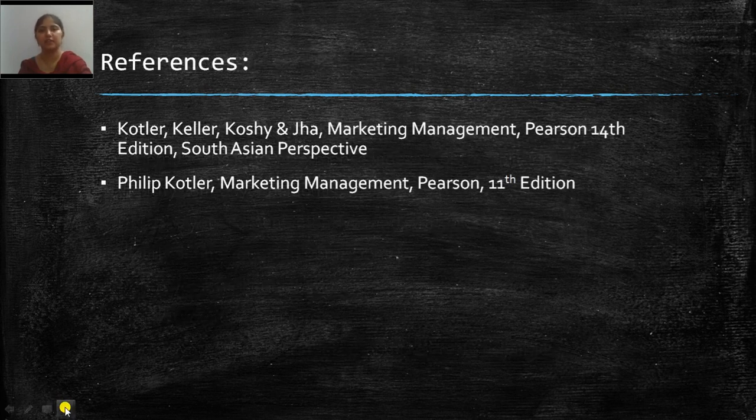Here we end the chapter on the strategic planning process from corporate till product level strategies. The references that I have taken are from the book Marketing Management by Kotler, Keller, Koshy and Jha, the 11th and the 14th edition, which has a South Asian perspective.